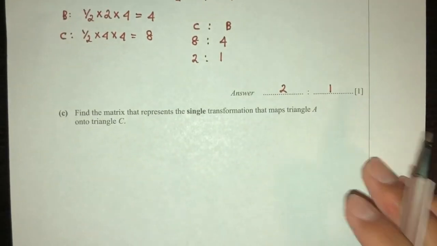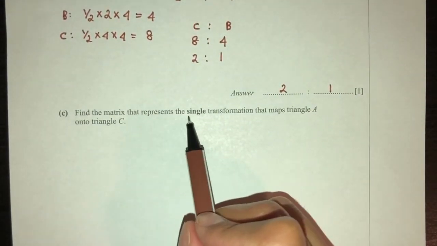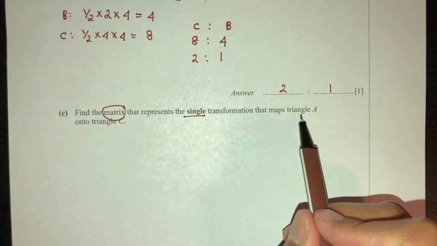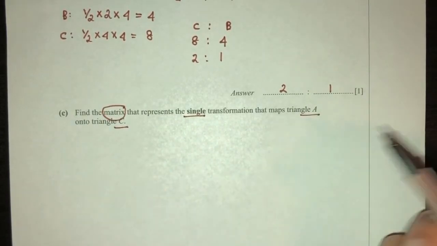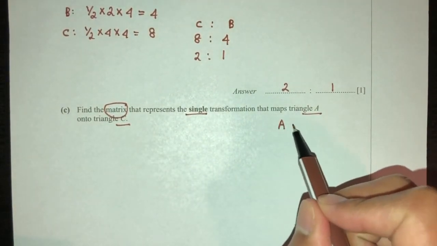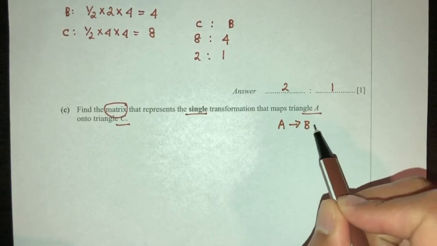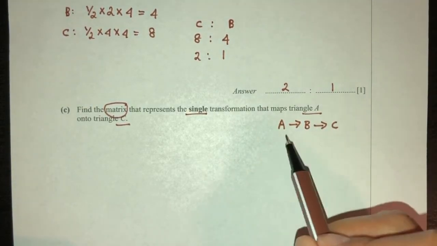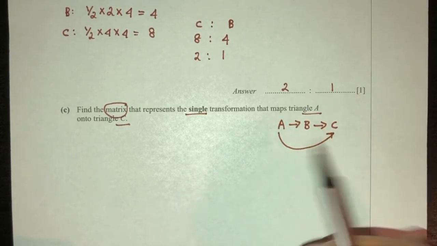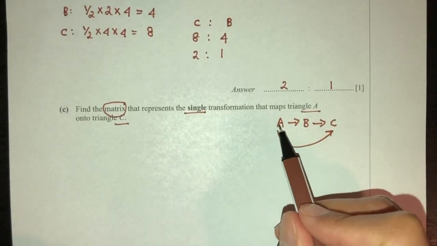Now for part C, find the matrix that represents the single transformation. So we have to find the matrix that maps A onto C. Now, we have seen from the question we first had to map A onto B, then B onto C. Now we are trying to find the matrix that maps A onto C. So step by step, how did we map A onto B?